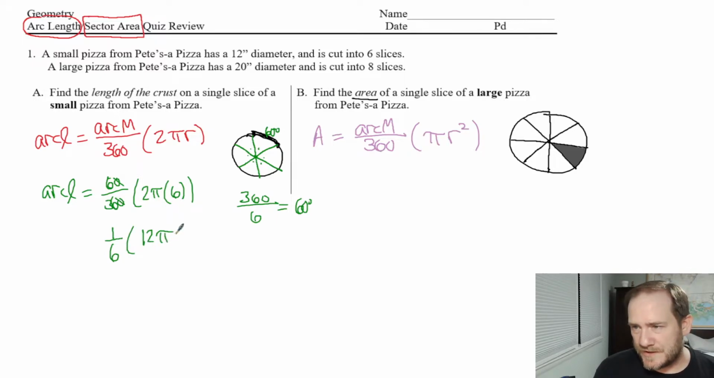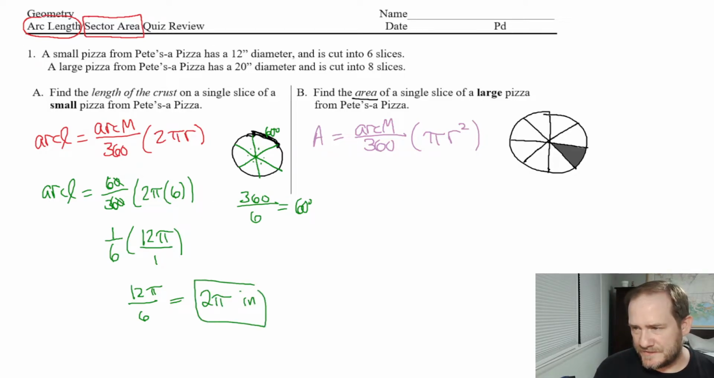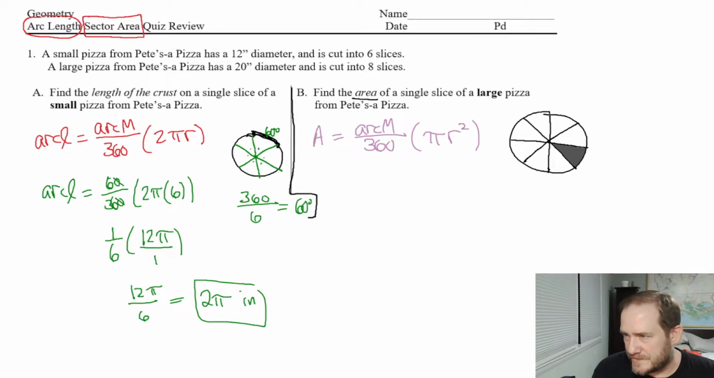This is now 12 pi over 1. And then you multiply tops by tops, so 1 times 12 pi is 12 pi. Bottoms times bottoms, 6 times 1 is 6. And then you reduce if you can reduce. 12 divided by 6 is 2. And we still have the pi. So 2 pi. These are inches. That's it. That is how you find the length of that arc. Now switching over to the sector area, we're going to do basically the same exact deal.